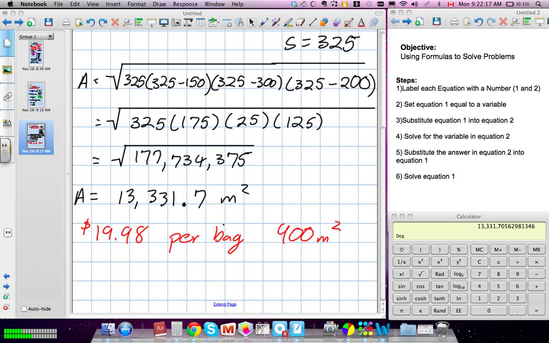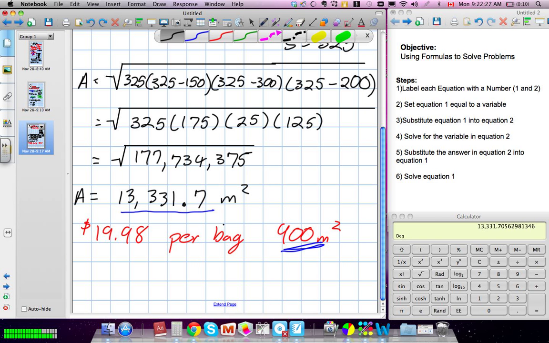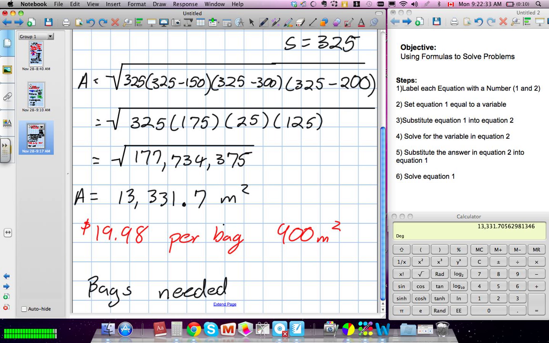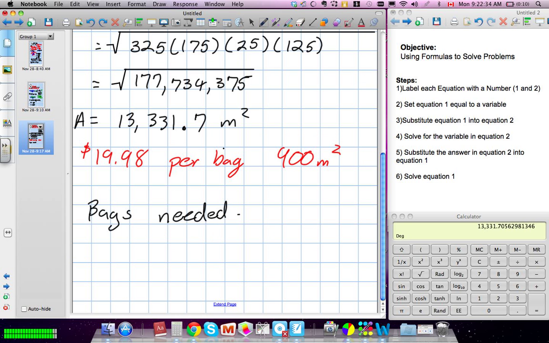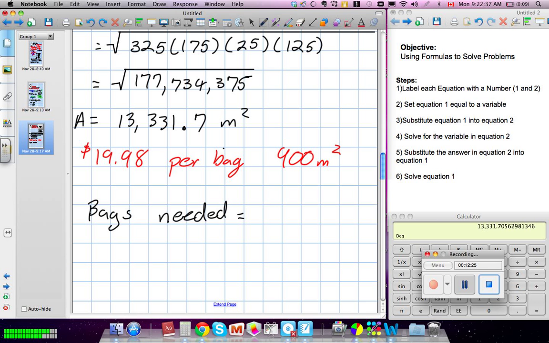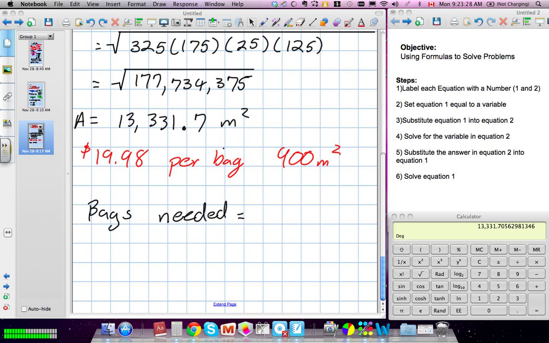So, bags needed is equal to, so we take that area of our lawn, which is 13,331.7, and we're dividing by the area that a bag covers, which is 900. Luckily, I've kept that number in my calculator. All I have to do is hit divided by 900. We need 14.81 bags. So that's the amount of bags needed.